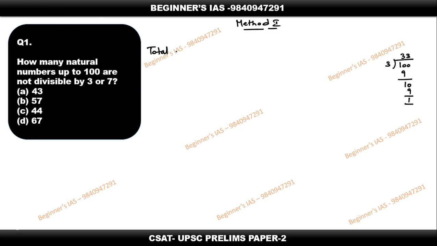Just write the total numbers which are divisible by 3. Which is equal to 33 and 1 by 3. In this case just take only the integer part alone. 1 by 3 is a proper fraction, therefore don't consider that, just take the integer part alone.